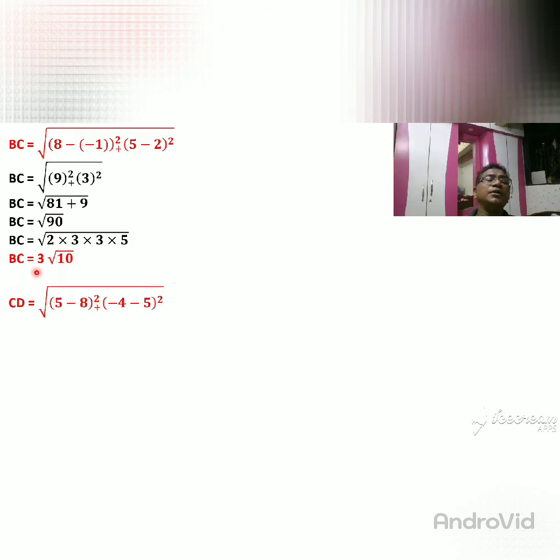Then you are finding another distance, CD. So here x2 is 5 minus x1 which is 8.